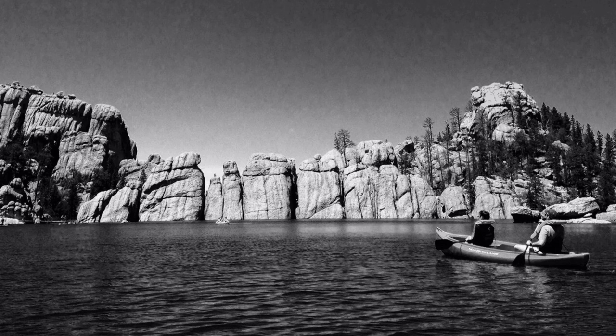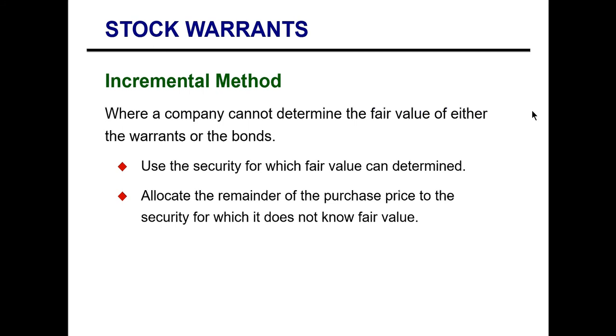Okay, so now let's look at stock warrants based off of an incremental method. The incremental method is usually used when we can't determine the fair value of either the warrants or the bonds, so we have to look at one of them. Basically, if we can determine one of them and we know the cash that we're going to receive, then we subtract and take the difference. The difference ends up being either the warrant or the bonds. So if you know one, we can determine the other based on the cash that we receive. We allocate the remainder of the purchase price to the security for which we do not know the fair value.